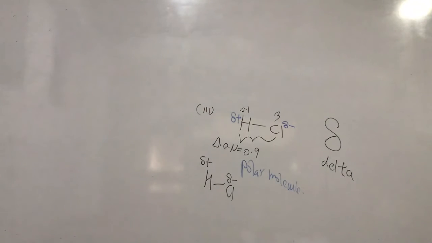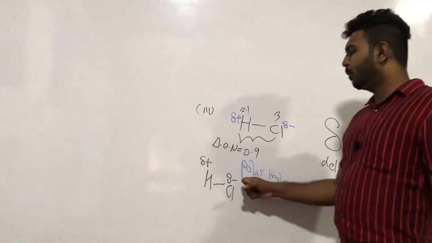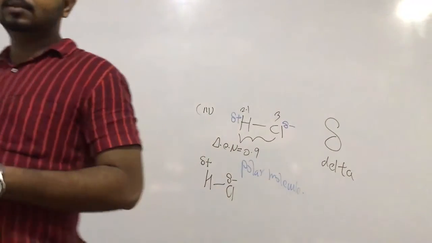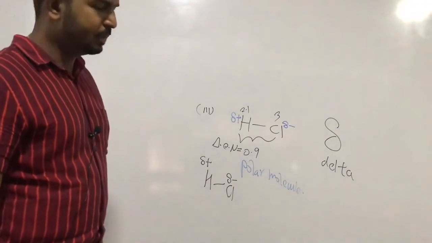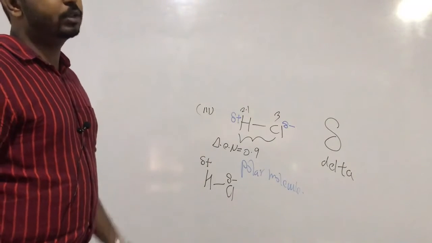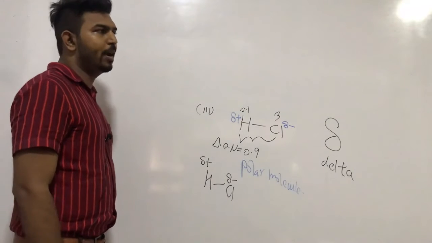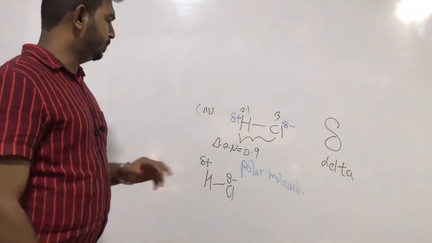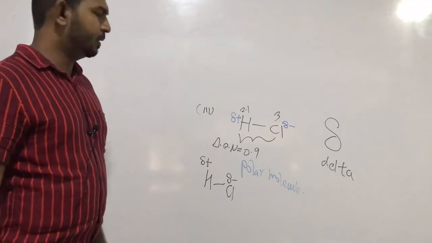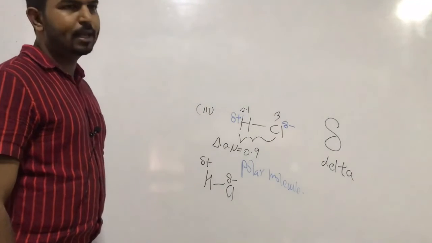Therefore the more electronegative atom will be polarized as delta minus, and the more electropositive atom will be polarized as delta plus.